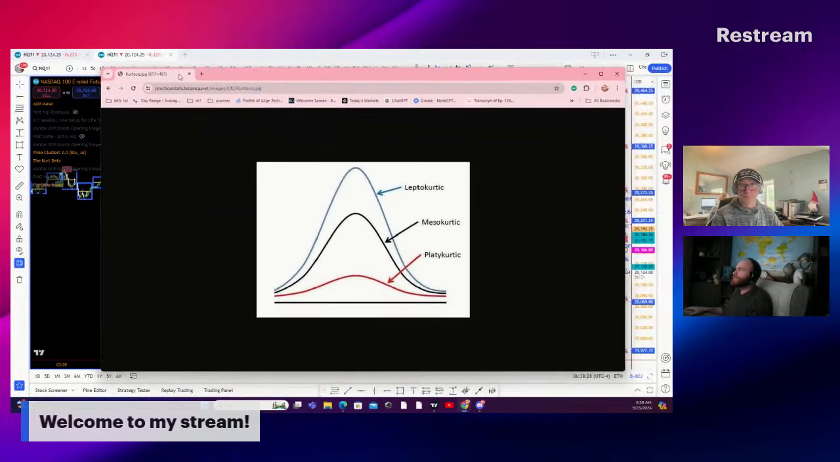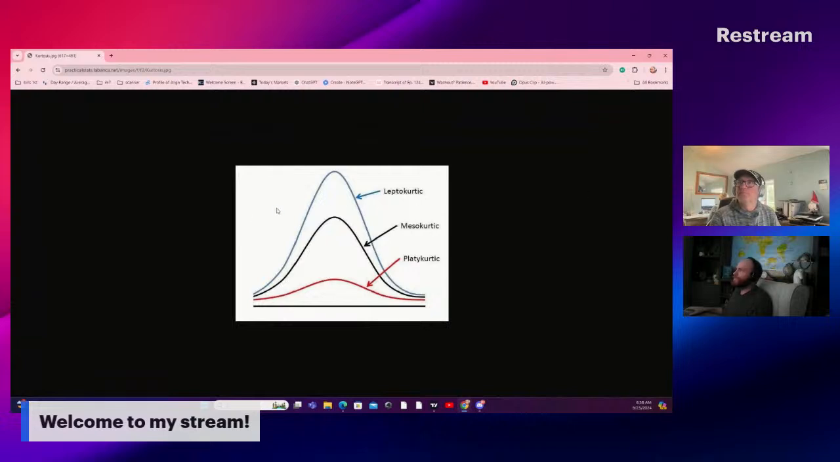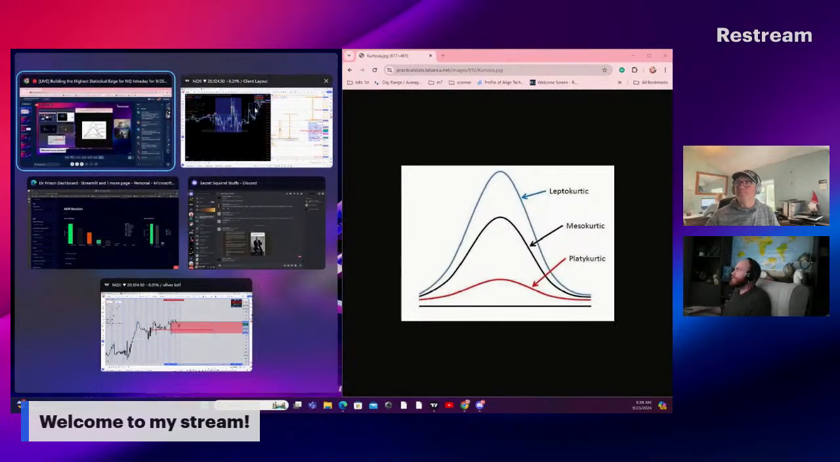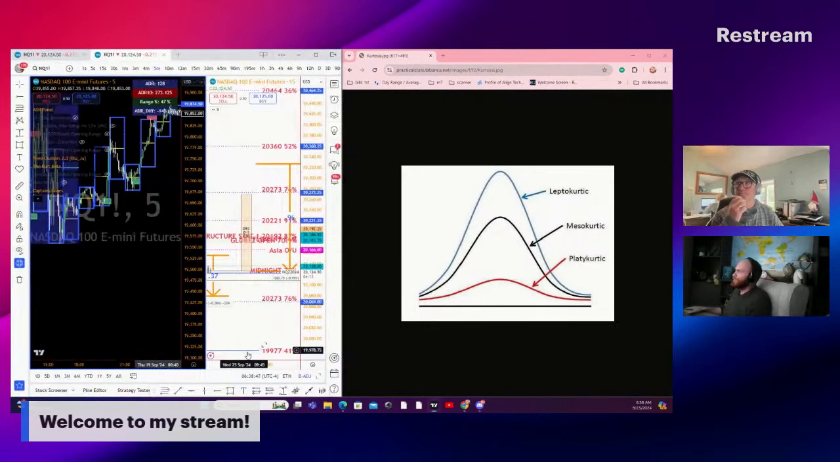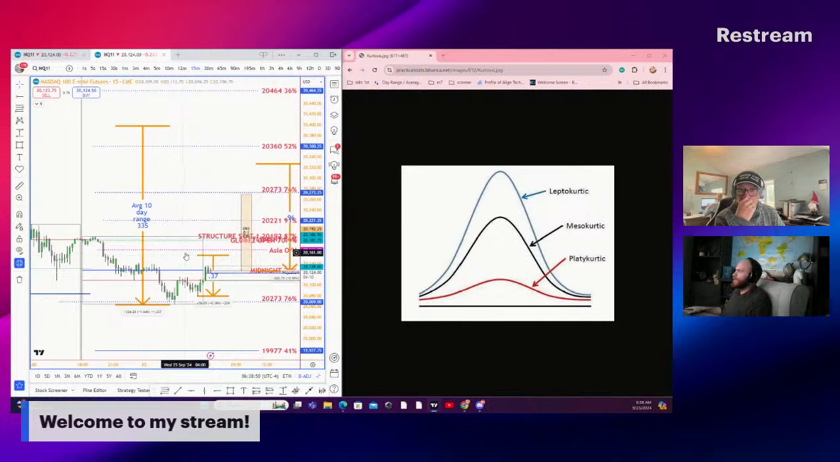All right. So if we look at this, this represents the rate of change, right? So this is a leptokurtic distribution. This is a mesokurtic distribution. This is a platykurtic distribution. ICT traders call this displacement, right? You're looking for the right displacement. If it's like this, it's an indication of choppiness and slowness.